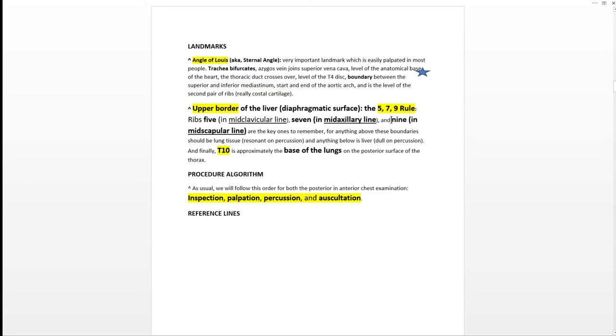Upper border of the liver, we know from GI/GU that when you percuss down the mid-clavicular line on the right, the fifth intercostal space is where the percussion note should change from what to what? It changes from resonant, which is the normal percussion note of the lungs, to liver dullness. There's a 5-7-9 rule. If you percuss down the mid-axillary line, that change from resonant to dullness should happen at the seventh intercostal space, and on the mid-scapular line on the back, about T9 is where that occurs. T10 is typically the base of the lung, so that's just a hair lower than the actual borders.